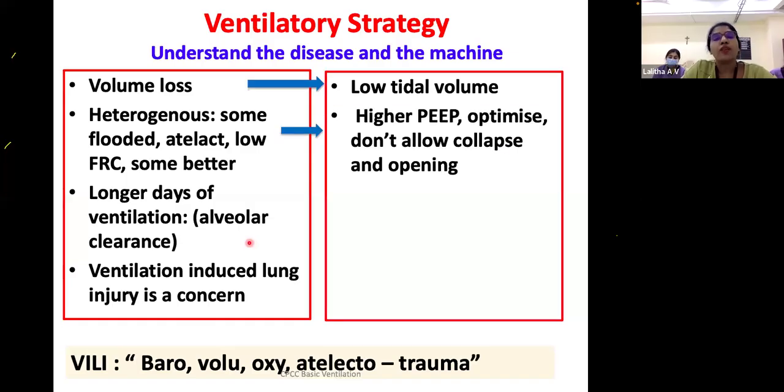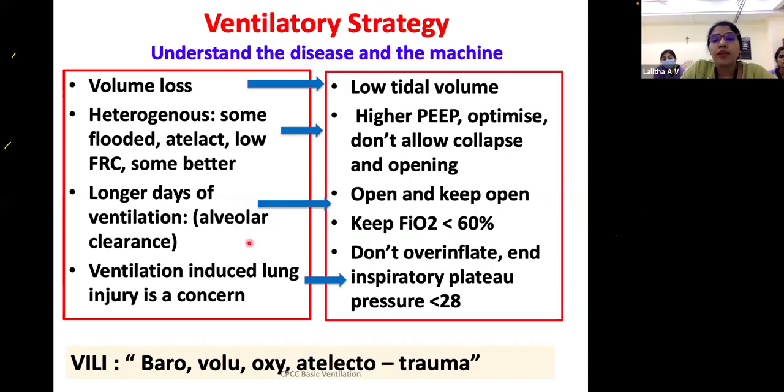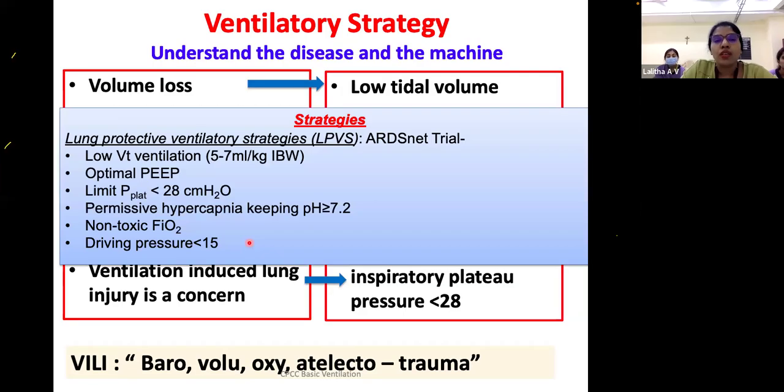We have to set low tidal volume, 6 to 8 ml per kilo of ideal body weight, PEEP, moderate to high PEEP. Optimal PEEP is what we recommended, just to open up the alveoli and keep it open. And FiO2, non-toxic FiO2, that is, don't keep 100% all the time. Try to come less than 60% to avoid biotrauma, and limit your plateau pressure. So the strategies, again, remember these golden rules for ARDS when you are ventilating ARDS. This is ARDS trial strategies.